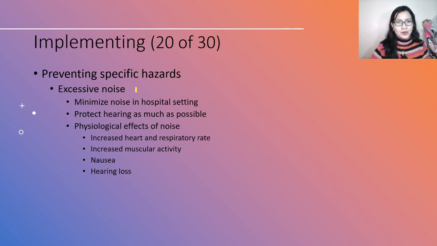How about excessive noise? Okay, so minimize noise in the hospital setting. We actually do not want the clients or the patients to bring radios, okay? Provide, again, instruction to the client and the significant others. What else? Protect hearing as much as possible. Okay, so you also have to make sure about the physiological effects of noise. Again, take note that it can increase the heart rate, respiratory rate, and muscular activity, and can also lead to nausea and hearing loss as well.